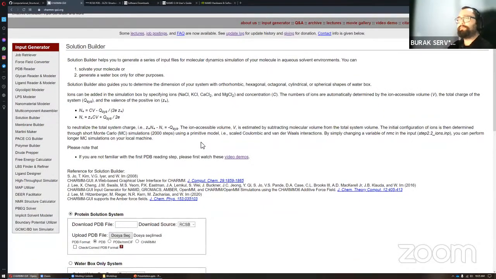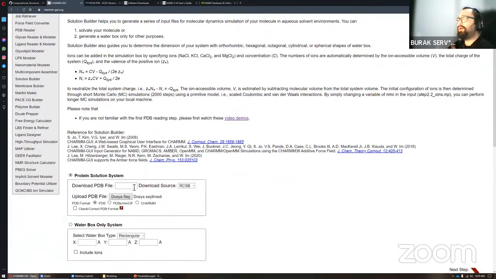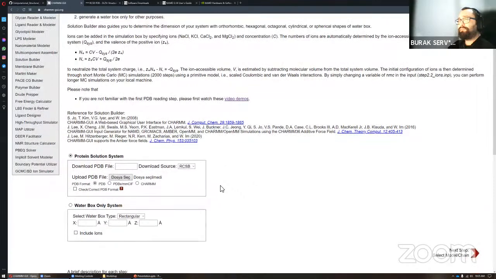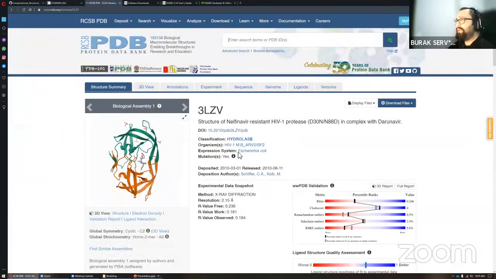In this part, we can call any PDB ID from RCSB, or you can upload your PDB file to the CHARMM-GUI servers. If you want, you can also create an empty water box with this option. But now we're going to call a PDB file from the server. For today, we're going to use the 3LZV structure. This will be our PDB ID.